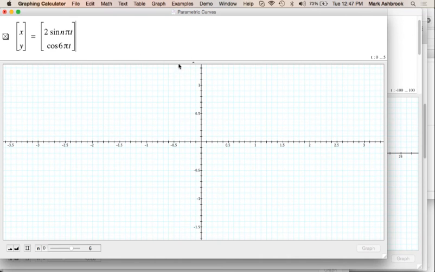Okay, we're back. So let's look at this set of equations here. X equals 2 sine 6 pi t and y equals cosine 6 pi t. Now I want to write that as an equation of x and y. Find an equation.